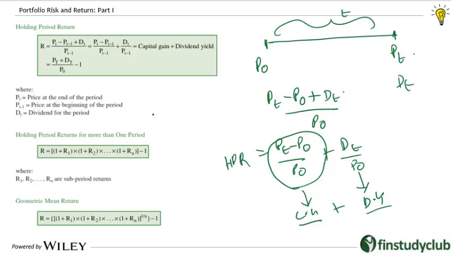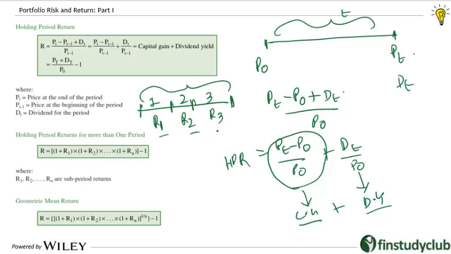Let's say I have a 3-period holding period, so this is period 1, 2, 3, and I've been holding on to an investment for 3 periods. The way I would calculate my holding period return is first to calculate the sub-period returns. Let's call them R1, R2, R3. How would I calculate R1, R2, R3? Well, exactly this is the way I would do it.